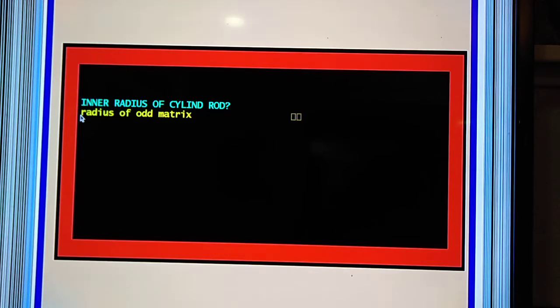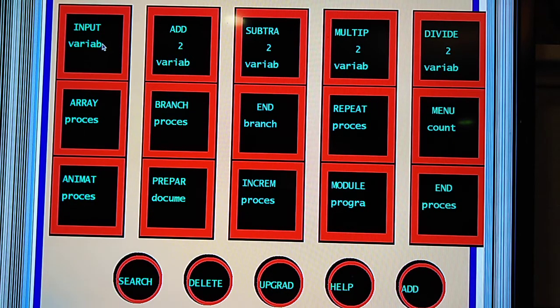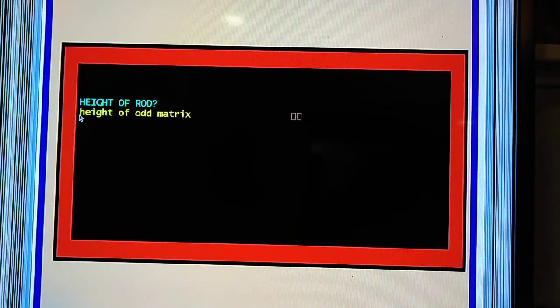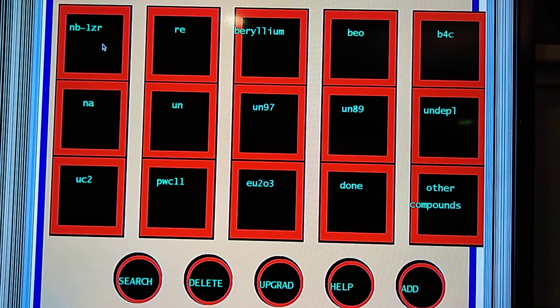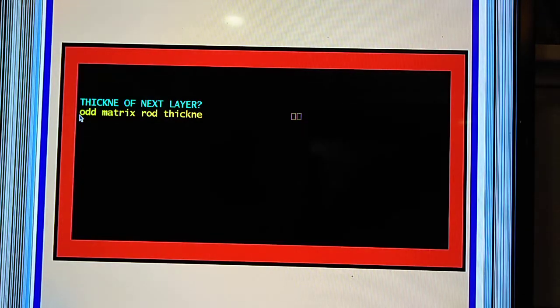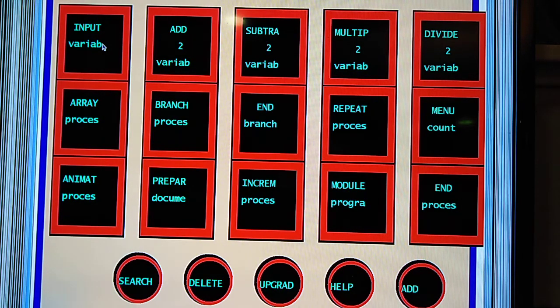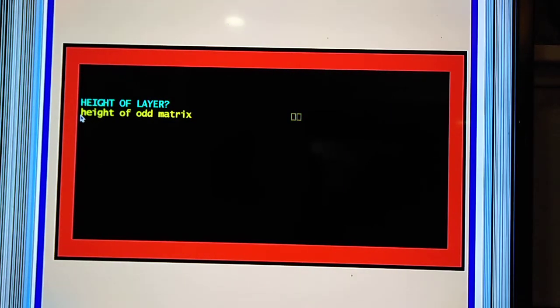Okay. Radius ALT matrix. Okay, radial ALT matrix. You have the value on the blueprint. So it's the input. The height of ALT matrix. Select material for the rod. Okay. The median circle is something. ALT matrix rod thickness. Input, we have the height of our rod.